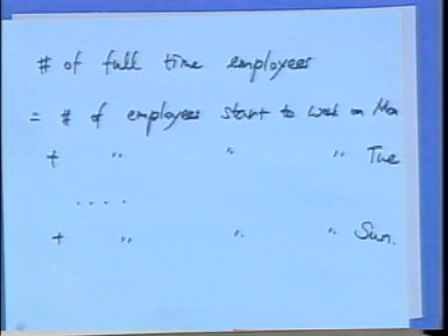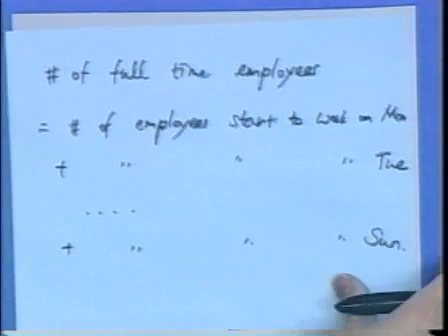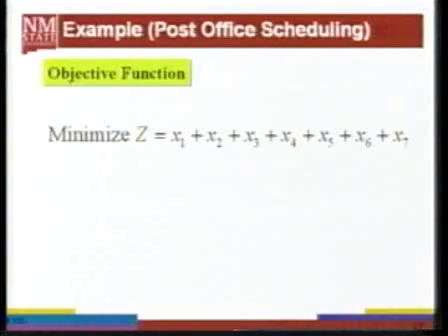So when you correctly define the variables, the objective function would be as follows, which is the same as before, right? Minimize the total number of employees who start work on each day, which is the summation of x1 plus x2 plus x3, x4, x5, x6, and x7.